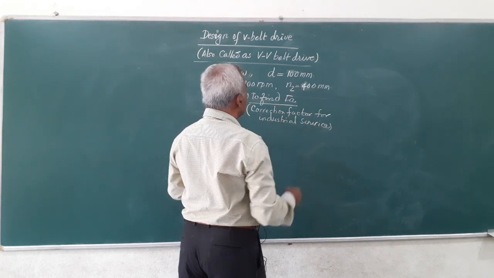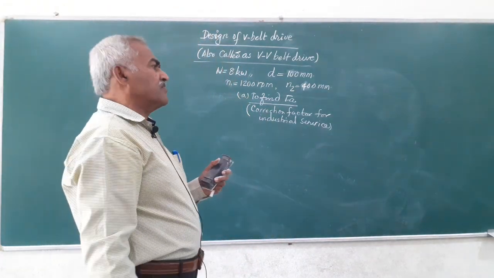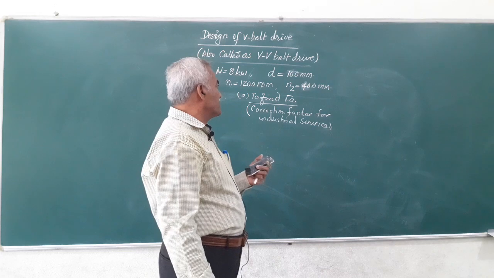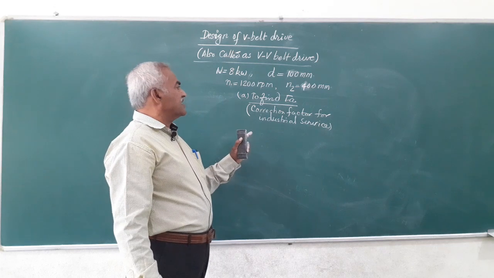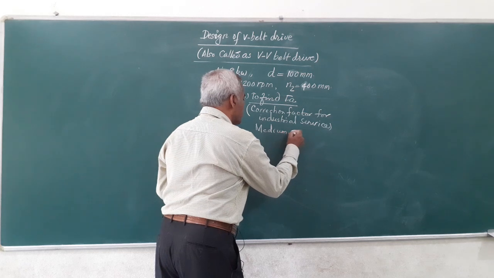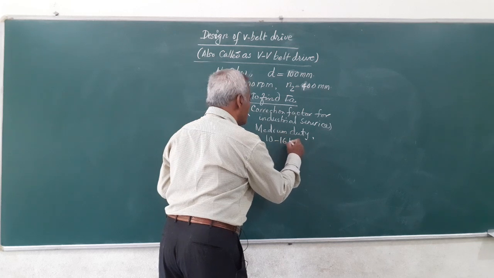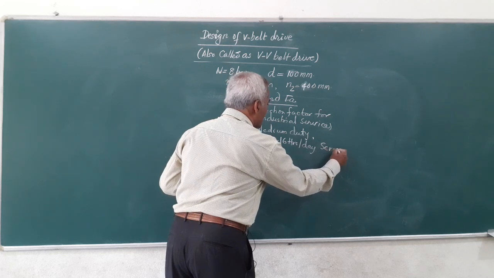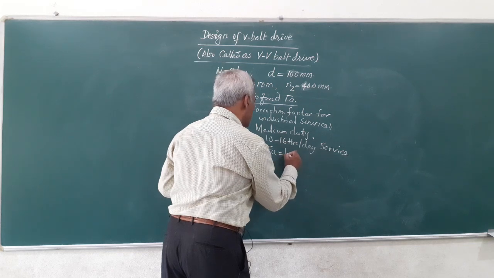So friends, as the name indicates, this factor depends on the severity of usage, the point of application where it is used, and for how many hours it is used, etc. So if it is not mentioned in the data, you can always take medium duty with 10 to 16 hours per day service. So you can obtain a value. This works out to FA equal to 1.2.